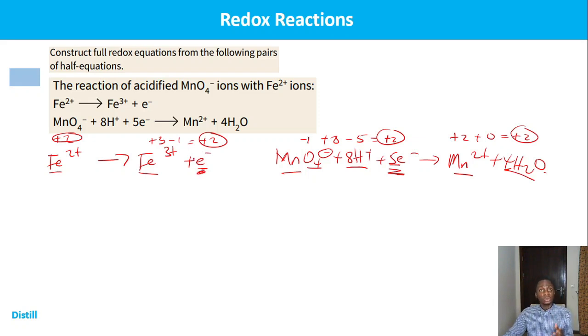But we cannot just put a 5 there. We have to multiply all through by 5. So to do that, we put in a bracket, I'll put a 5 here. So we're going to have 5. Then we need to write the other one.